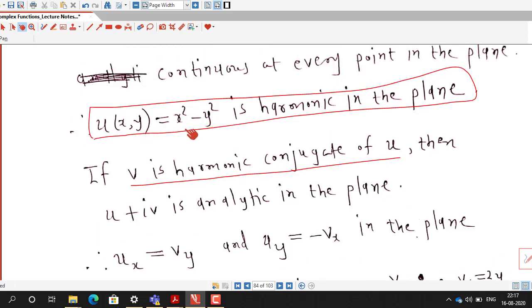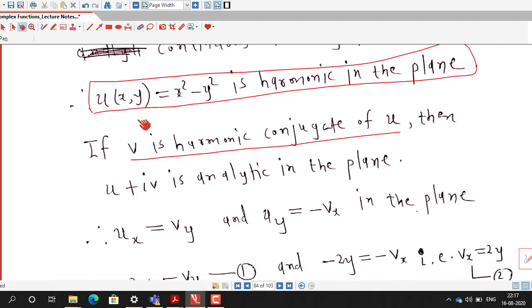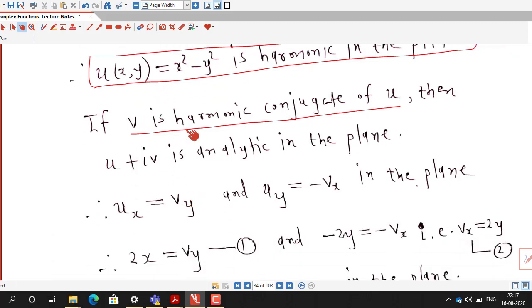Now we are given the value of u, so we can write down the partial derivatives of u in these two equations. So del u by del x is 2x, so we obtain 2x equal to v_y, and del u by del y is minus 2y, so we obtain minus 2y equal to minus v_x, and this negative sign will cancel out, so we have v_x equal to 2y.